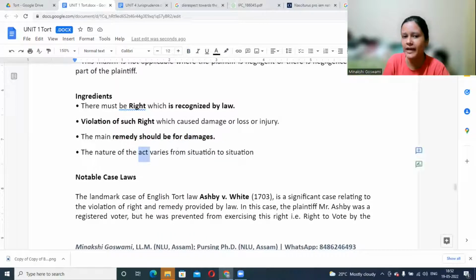The nature of the act varies from situation to situation. What did the person do? How was your right being violated? Those things depend on the situation. There may be a lot of different situations wherein a person's right is being violated. So the court would see: were you given a legal right? Was your right being violated or not? And because of that, what is the remedy available? The court would accordingly try to provide you the best applicable remedy.